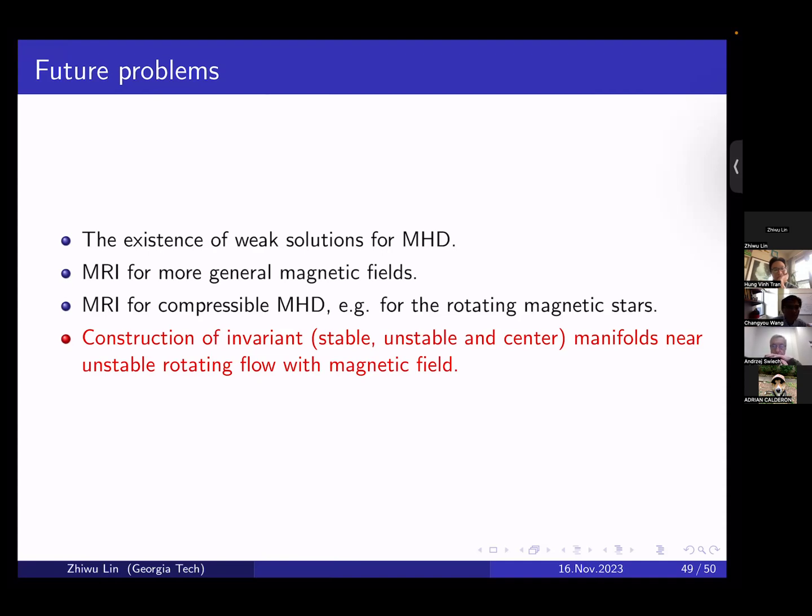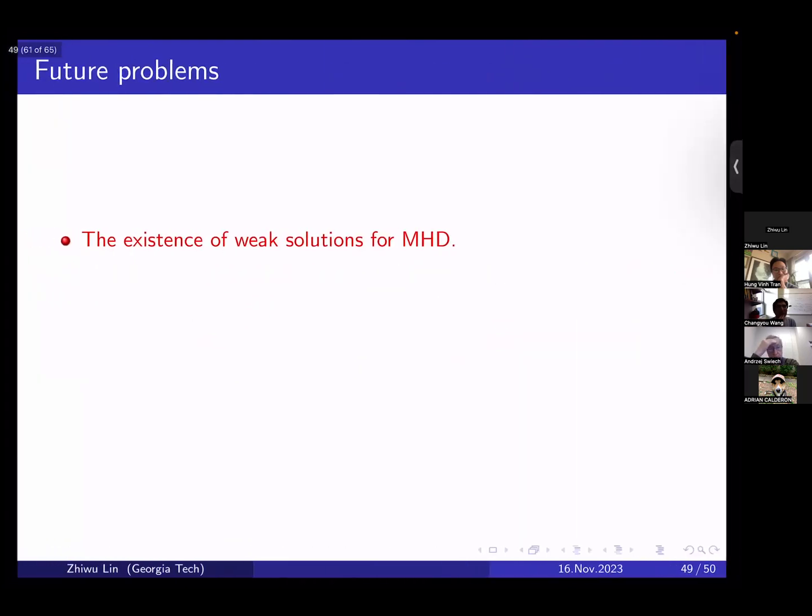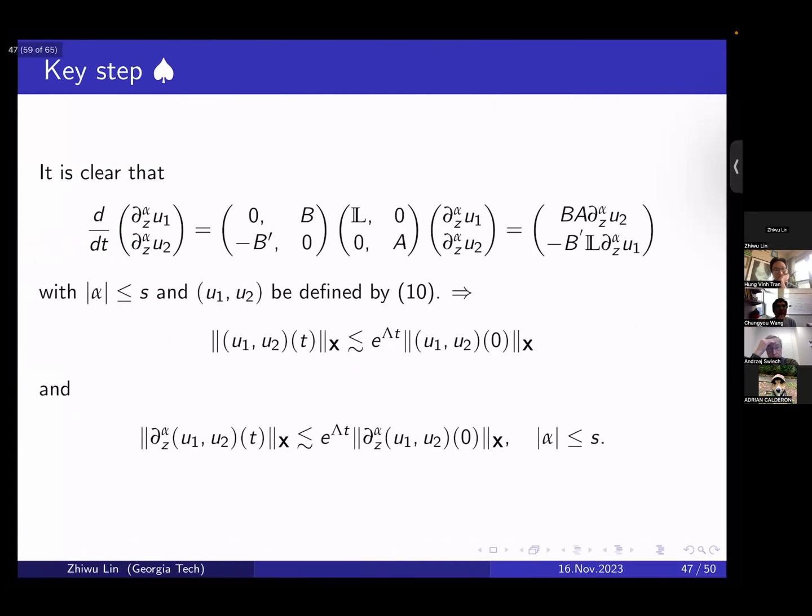I have a naive question. Your perturbation is also axisymmetric, right? Yeah, the perturbation is also axisymmetric. Yeah, you're right. So in other words, if we do non-axisymmetric perturbation, what can you say?